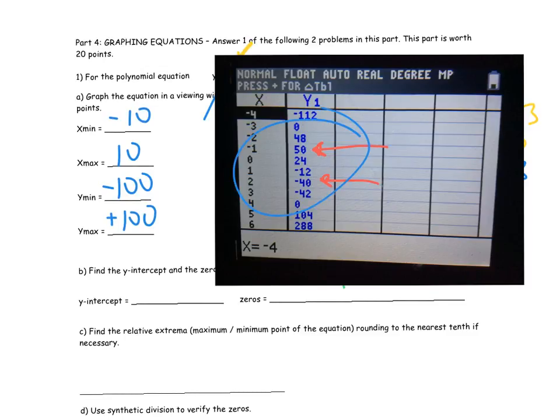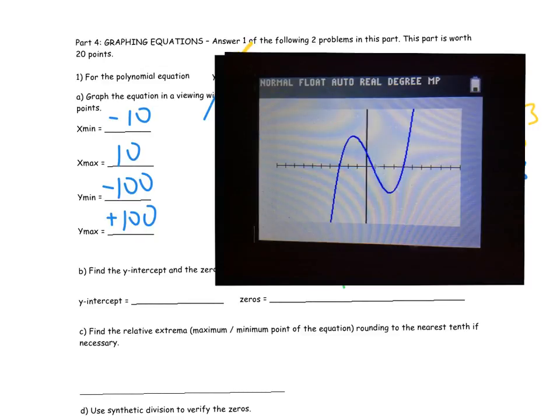When you change your viewing window to match that, this is what it should look like. The question said we needed to make sure that we saw the intercepts. This one has 3 x-intercepts, the y-intercept, the maximum and minimum point. So all of those appear on this viewing window.